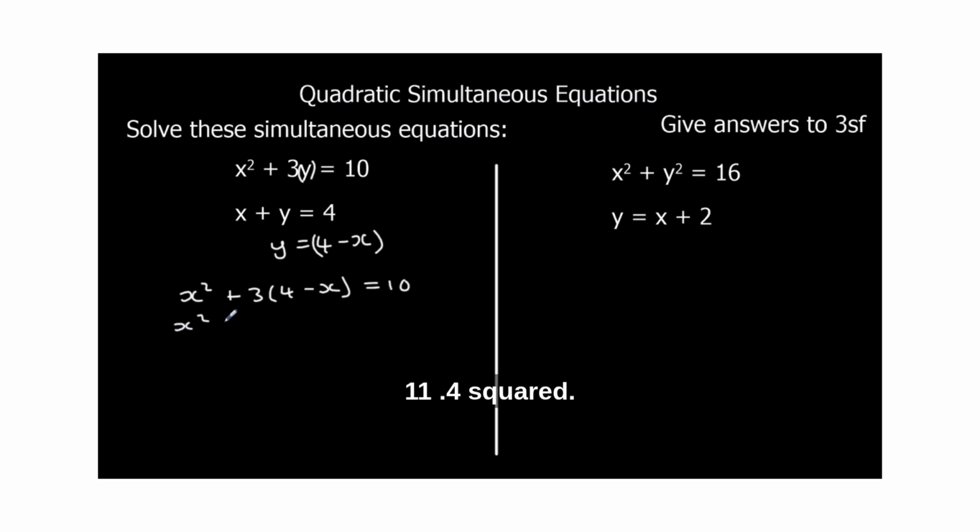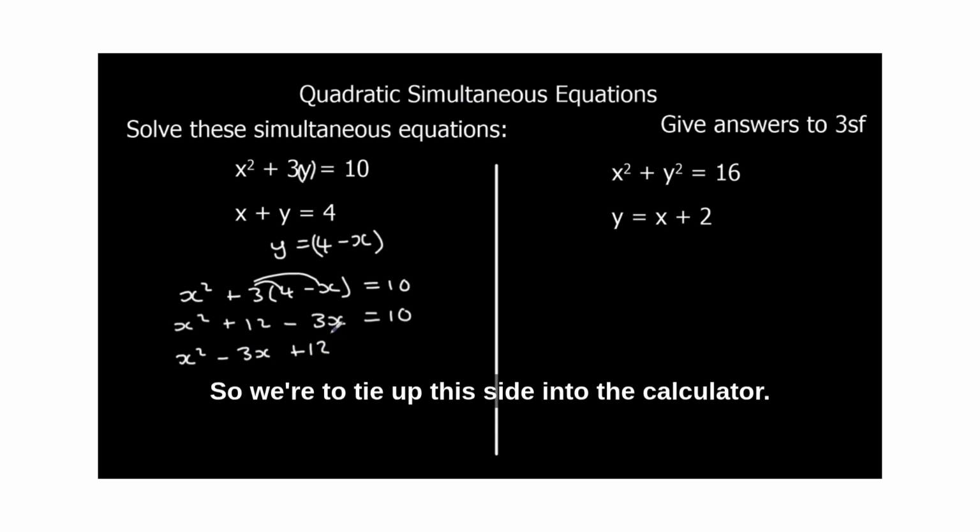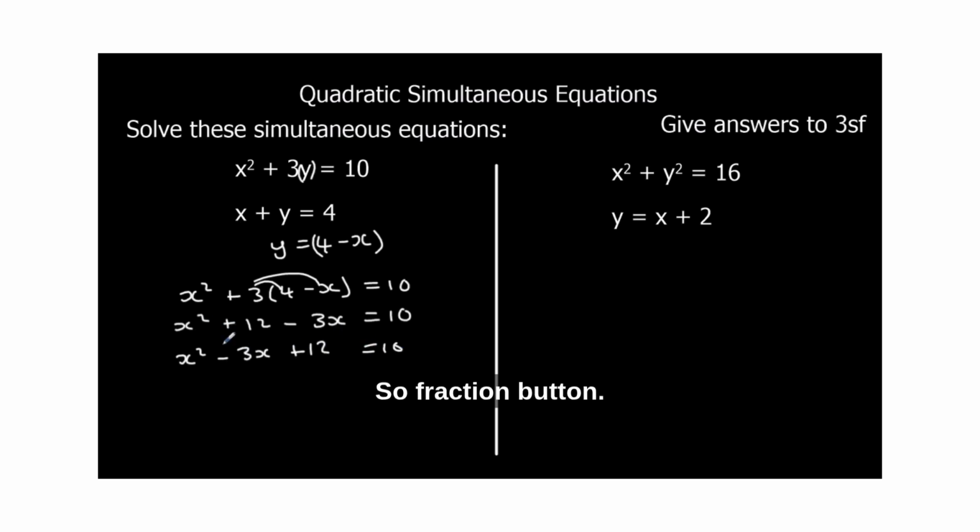So x squared plus 12 minus 3x equals 10. So that's x squared minus 3x plus 12. Just changing the order here, because I know for quadratics I want the x squareds, then the x's, then the numbers. And then I'm going to take 10 because I want it equal to 0, plus 2 equals 0.